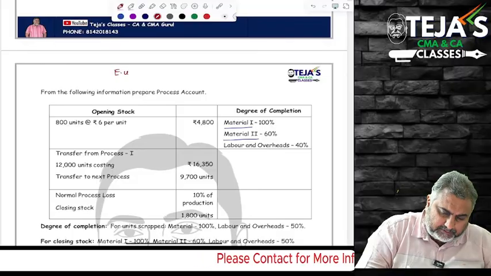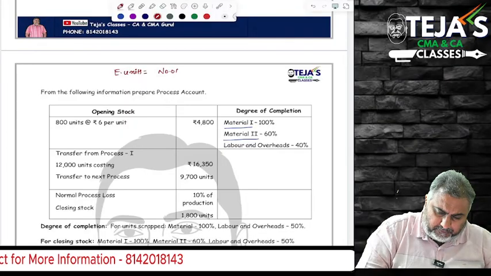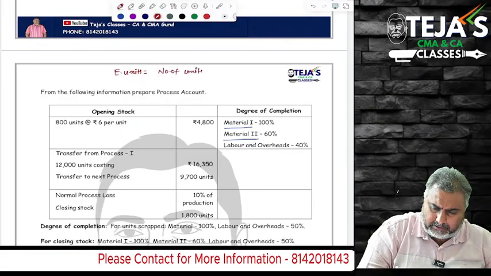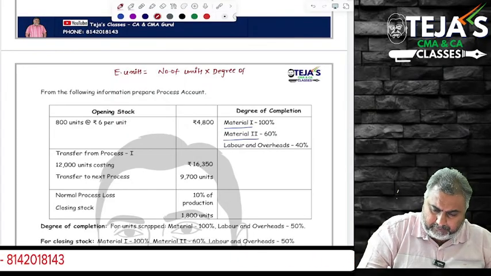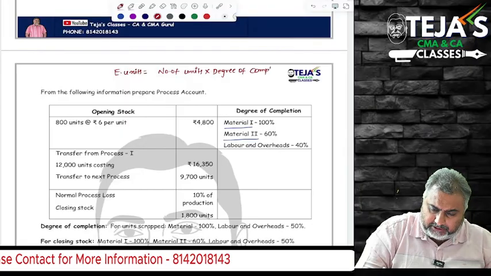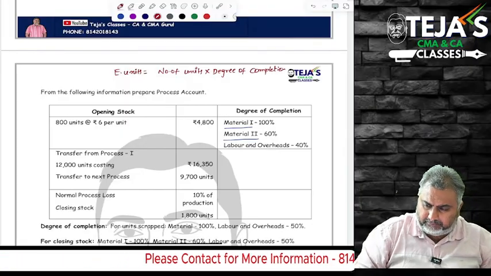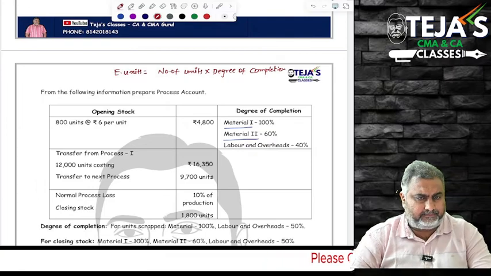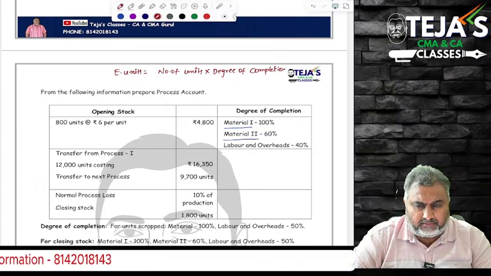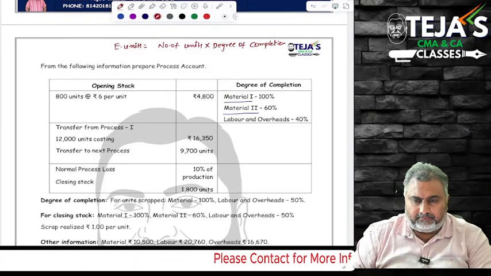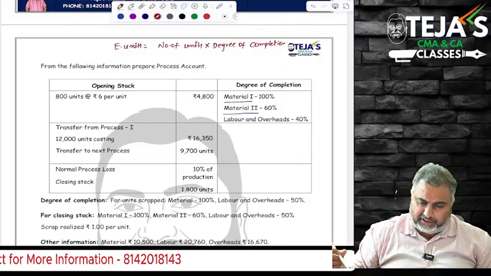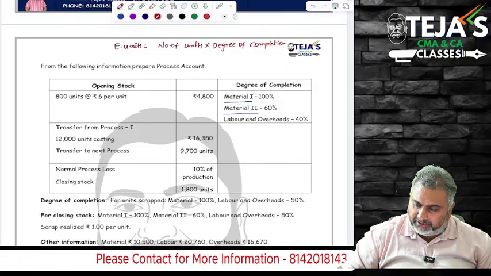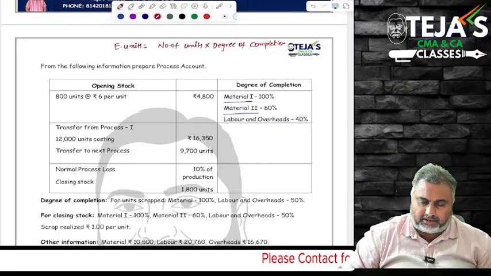Equivalent units means number of units multiplied with degree of completion. How to find out equivalent completed units? The number of units multiplied with the degree of completion, then you will get equivalent completed units.